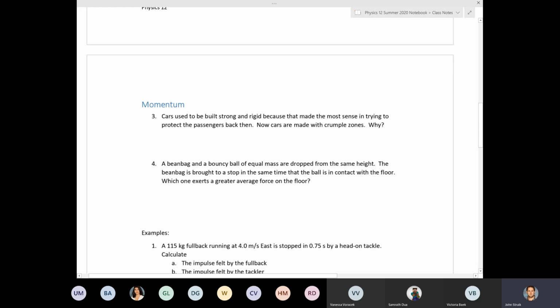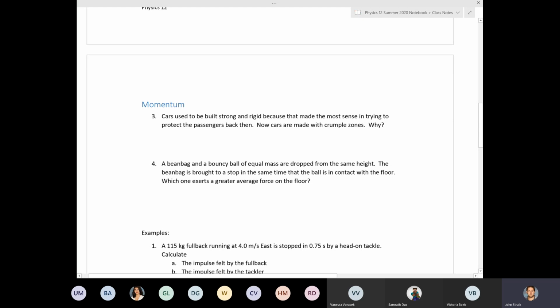We used to make them strong because, think about a tank, right? You're in a tank, you think you're safe and you can hit anything, you're good. Okay. But it's actually counterintuitive, because if you're in a car and you hit a tree, and your car doesn't crumple, the impact time is very, very quick. And if it's quick, the amount of impact force is really high.